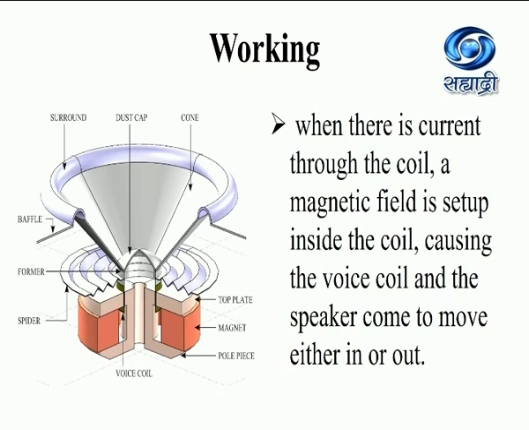So when there is a current through this coil, a magnetic field is set up inside the coil, causing the voice coil and the speaker cone to move in or out. So basically when the signal is coming to that voice coil, that's why this coil is called the voice coil, the magnetic field is generated in that voice coil and it will generate some vibrations, and those vibrations are coming to that cone, and that cone is made up of paper. That's why that paper cone moves either in or out.